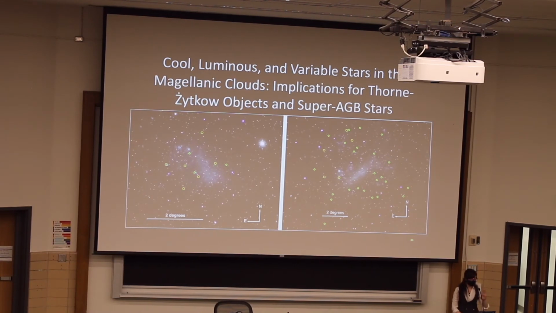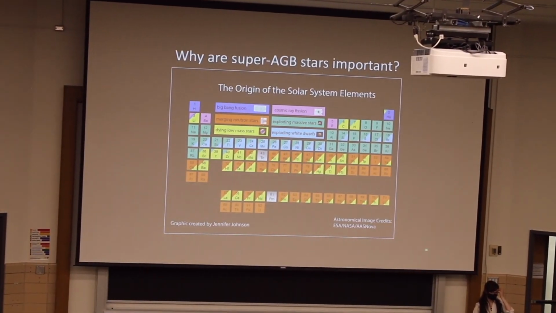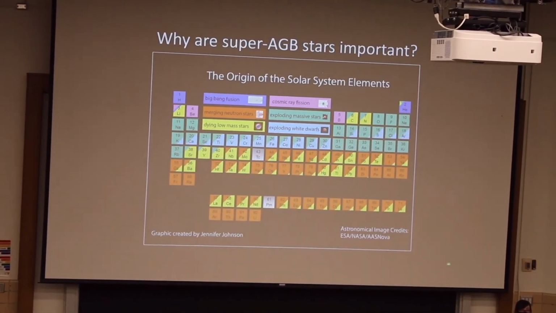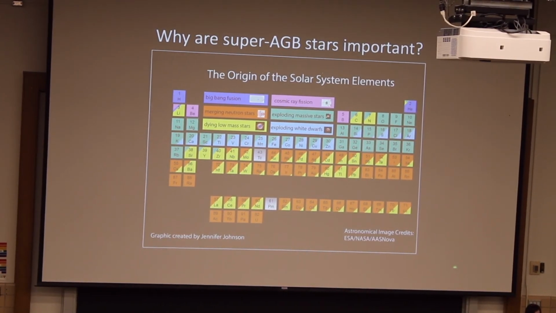So even though this is a little bit of a weird thing that happened for my first project, I'm actually quite glad that it happened because it was a very good learning experience. Now, super quickly, I'm going to tell you why super AGB stars are still in fact really cool. So it wasn't disappointing that we didn't find TZOs. As I mentioned before, super AGB stars are this tipping point between low and high mass stellar evolution, between stars that will become planetary nebulas and stars that will blow up as supernovae.